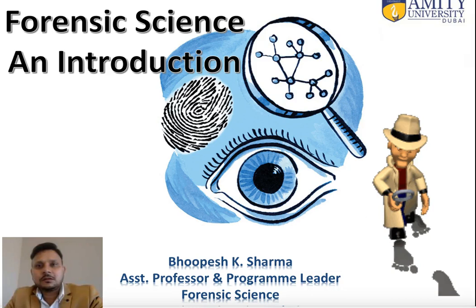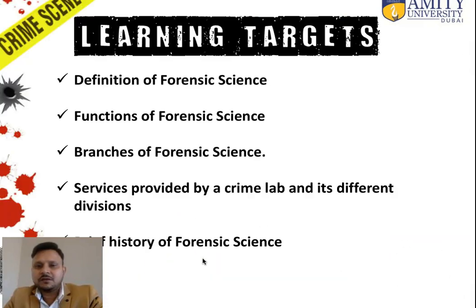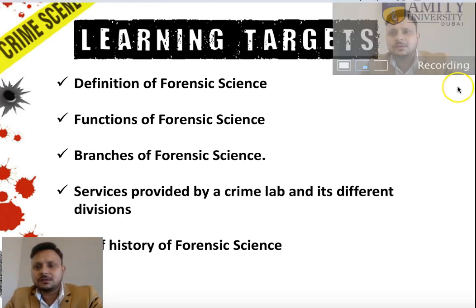So what we are going to discuss today is the introduction of forensic science. So let us move with that. What do we understand by forensic science, and what will be the learning outcomes from this presentation? We're going to learn the definition of forensic science, the functions of forensic science, the various branches of forensic science, the services provided by the crime lab and divisions, and then a slight history of forensic science. We'll not go into detail, but this will be a slight history which we are going to understand from this.